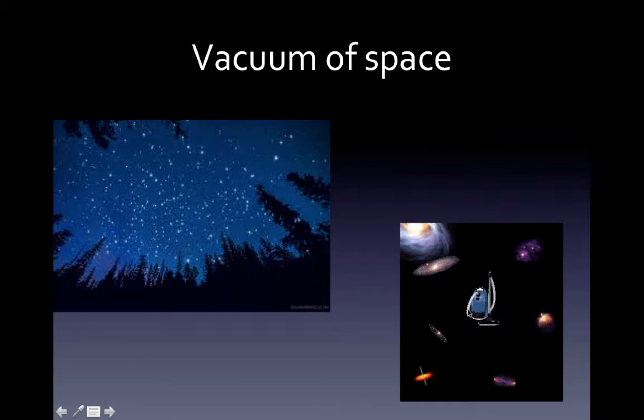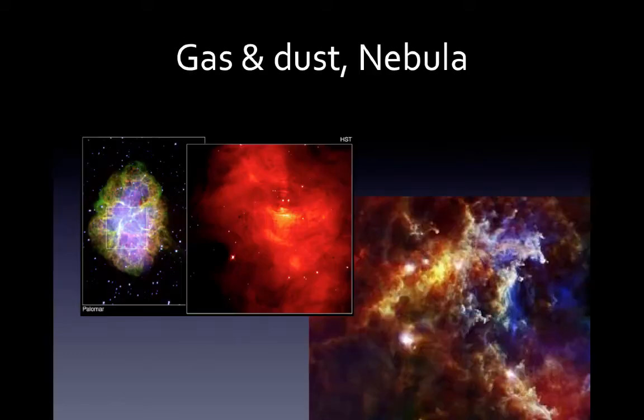Our second part of this is this area also consists of gas and dust. When the gas and dust come together, they begin to spin. This is called a nebula. So in these photos, we have two different nebulas here.